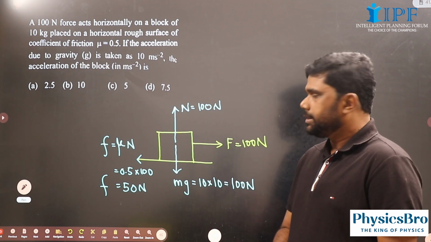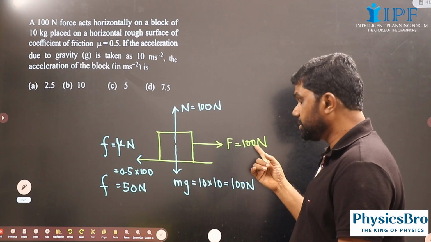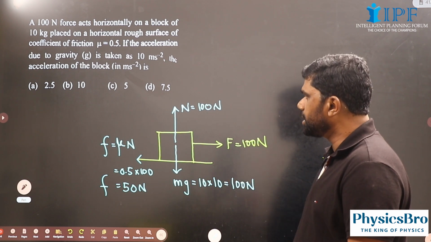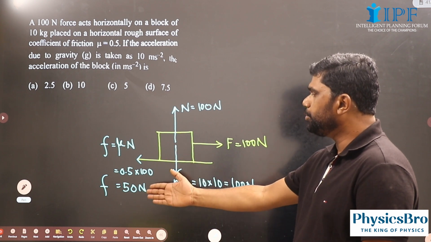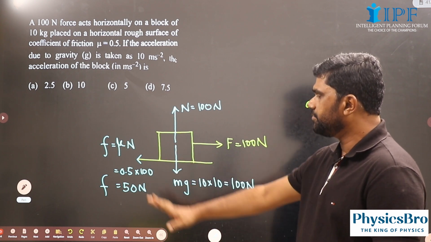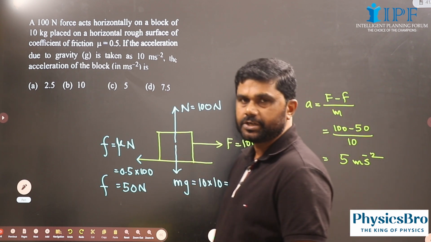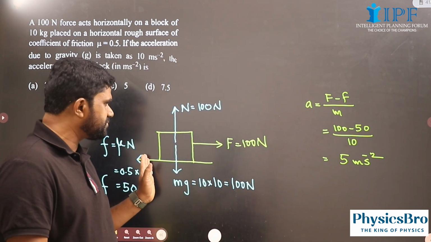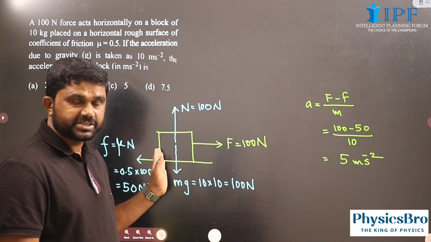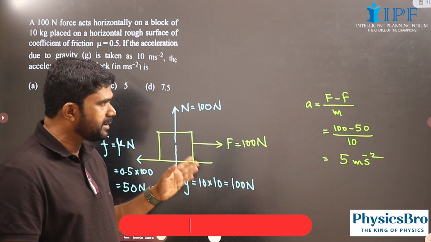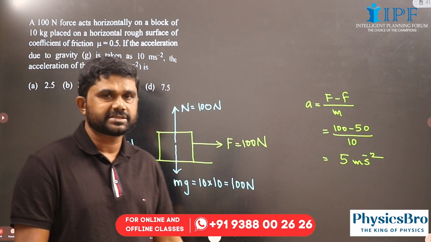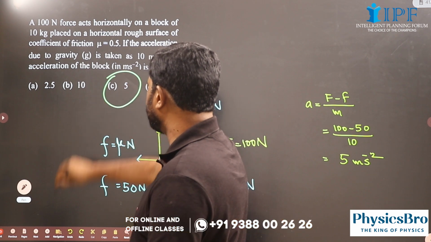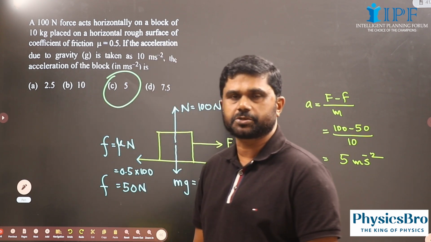Okay, fine. Suppose the block is being pulled horizontally by a constant force of 100 Newton. Friction will be mu into normal reaction, that is 0.5 into 100, that is 50. So the resultant force will be applied force 100 minus friction, that is 50. Resultant force will be 50 and the mass is 10 kilogram. So the acceleration will be 5 meter per second square.